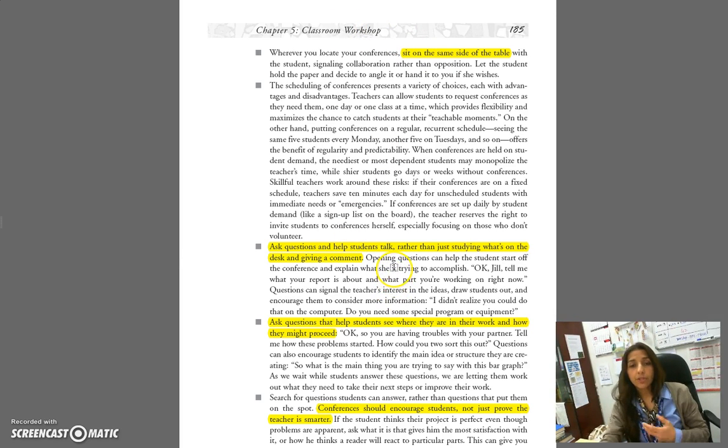Ask questions and help students talk rather than just studying what's on the desk and giving a comment. So let them talk. Let them give their own feedback. Let them give more comments on their work than the teacher giving the comments all the time. Ask questions that help students see where they are in their work and how they might proceed. Ask them questions which will help them find out their own answers, how they could have done it differently.